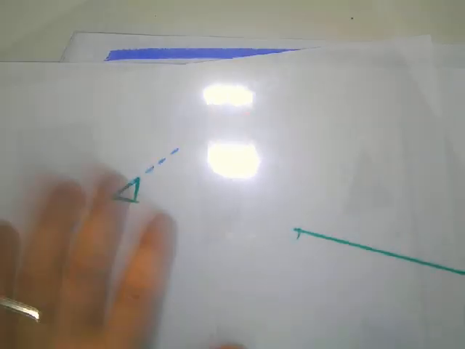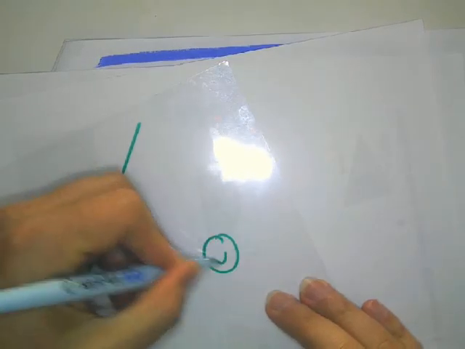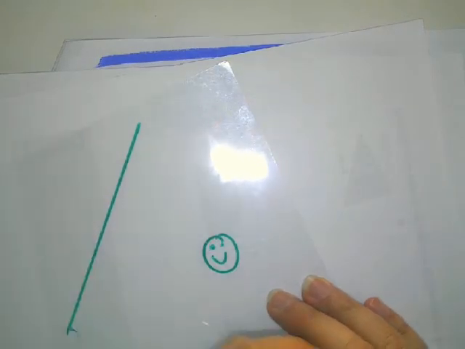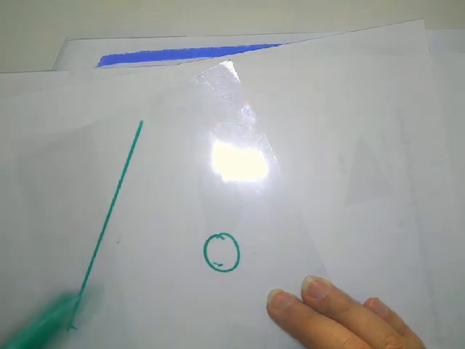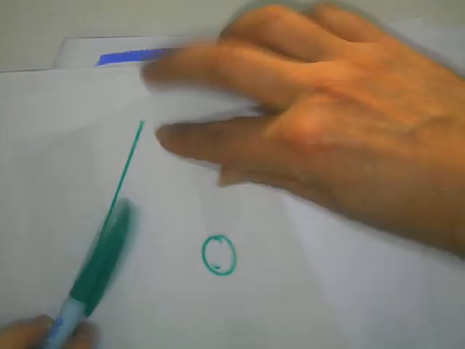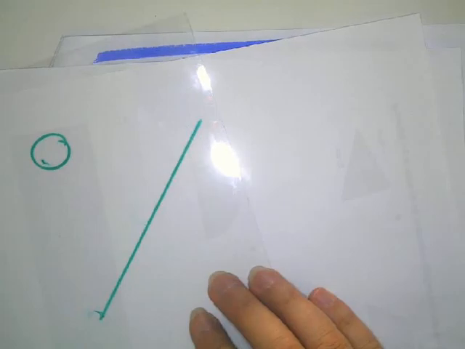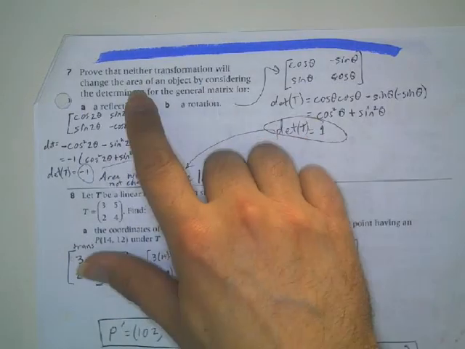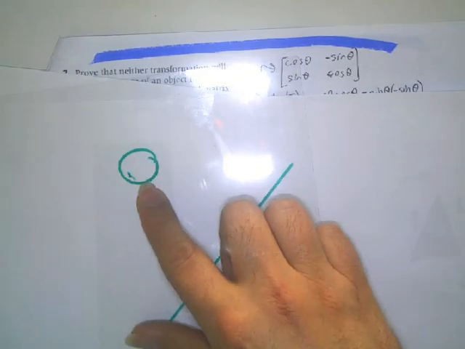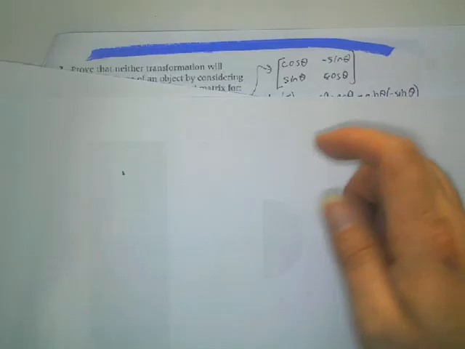Okay, so if I do a reflection, forget about math right now. If I do a reflection, I'm going to draw some shape. If I'm going to do a reflection on this line, then I'm going to flip it over. Now, the question was, did the area change? No, this is still the same size if I'm reflecting it.